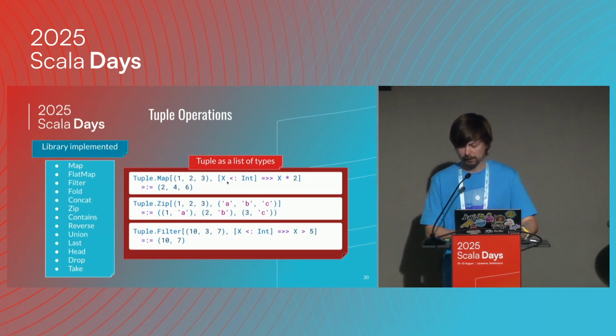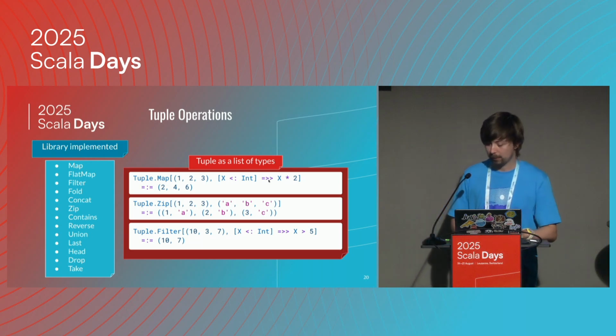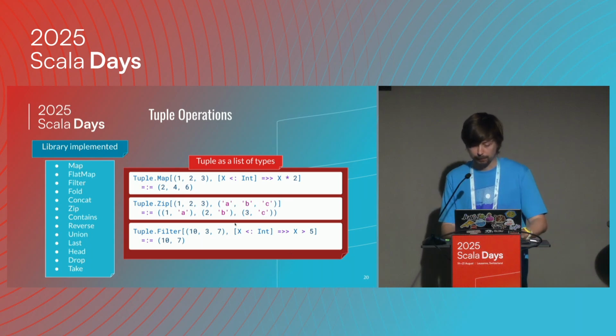So if you don't know, this is a type lambda syntax. It's basically a type where you have a type parameter, and then this arrow is like the function arrow, but for types. And then this is a compile time op here.